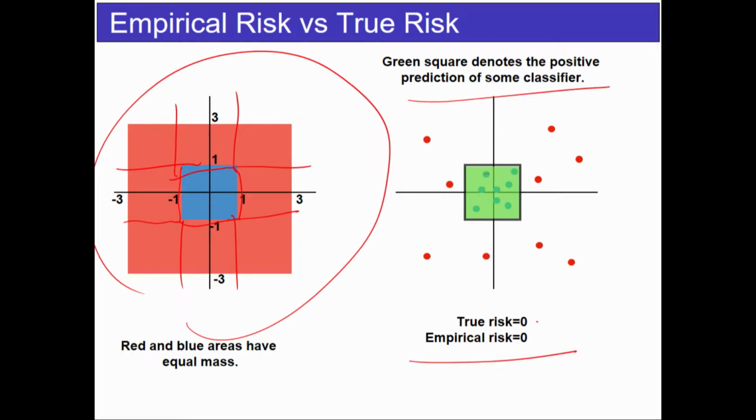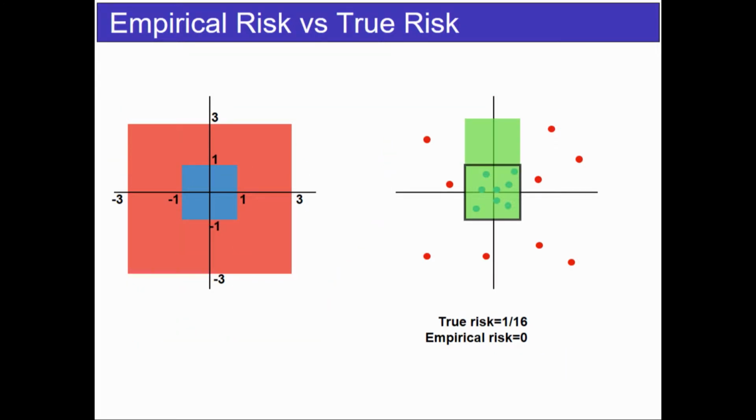Then you would have an empirical risk, which basically means that you decide based on only the samples. So in this case, it gets all the samples correctly, so it's not a problem. So we'll see another example, okay? So consider this classifier now.